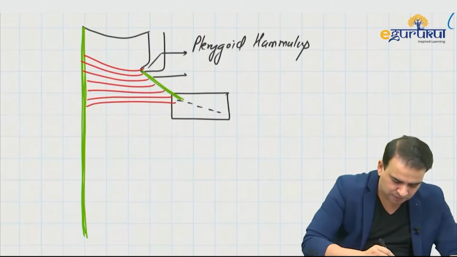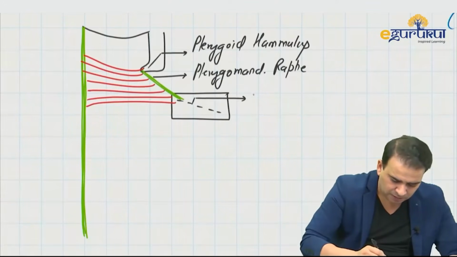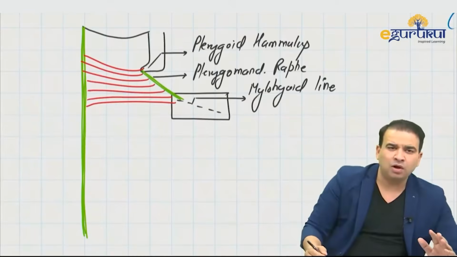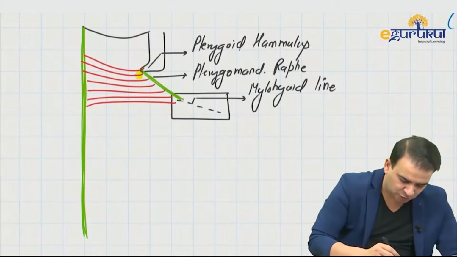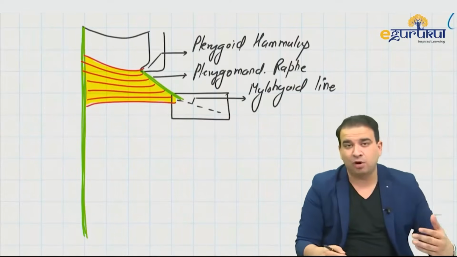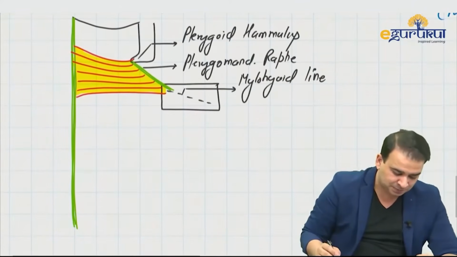Pterygoid hamulus, pterygomandibular raphe, mylohyoid line. These are the major origins we are talking about of the superior constrictor muscle. You'll realize the importance of why I'm talking about the attachment of these muscles. Laryngeal muscles and pharyngeal muscles are very important. You get questions on the muscles, so you should know everything about these muscles.